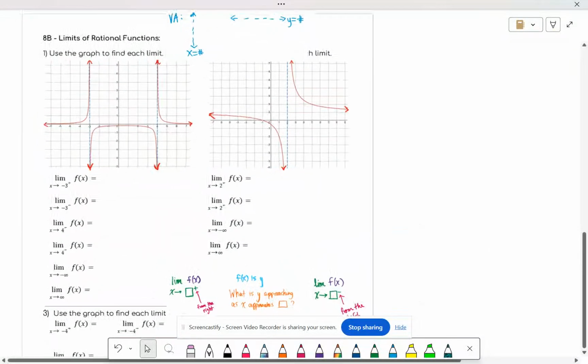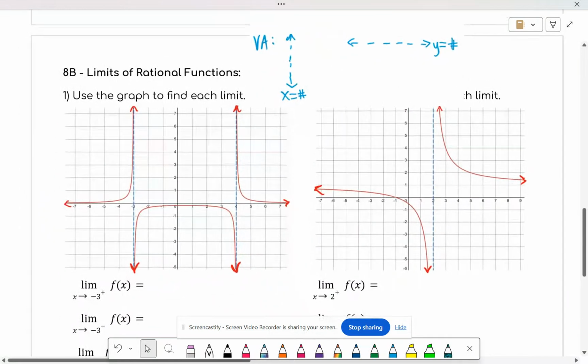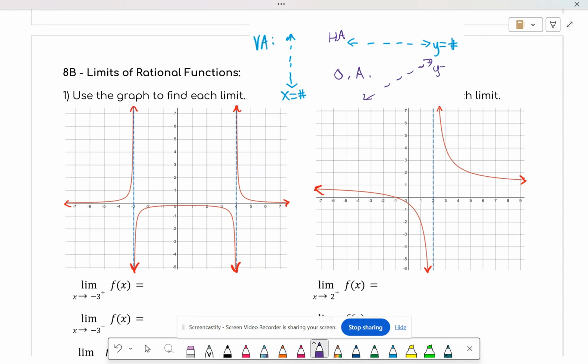Okay, for 8B, I already wrote some stuff that we had written in our notes, just a reminder that a vertical asymptote is a vertical line that has an equation of x equals a number. A horizontal asymptote has the equation of y equals a number. And then an oblique asymptote goes slanted, and I don't really need to find the equation, but the point is that it's not a constant, and so my graph will go up towards infinity in the y direction or down towards negative infinity in the y direction.